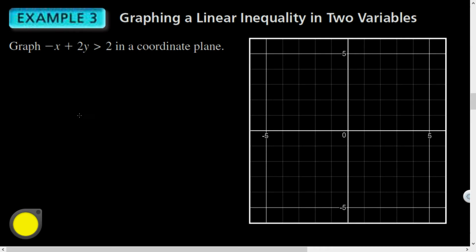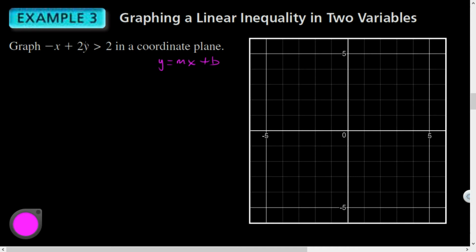The first thing I'm going to do is rearrange this into slope-intercept form. Let's write this in y equals, quote-unquote equals. This is not going to be an equals, it'll be a greater than sign. mx plus b format. Technically, we could graph using a bunch of different ways, but this is actually going to be the most helpful.